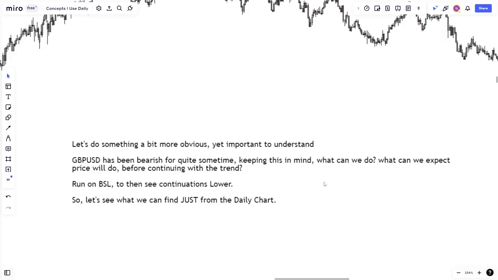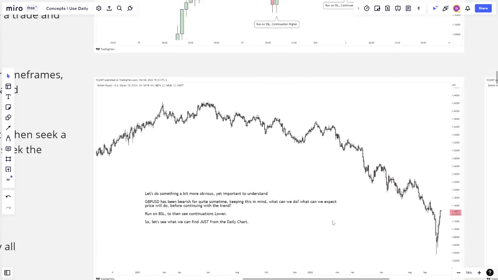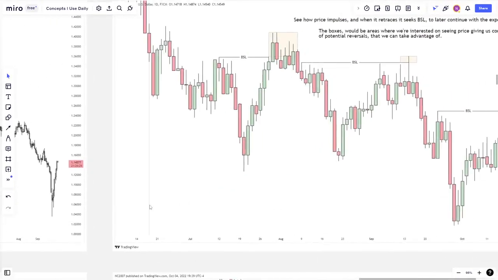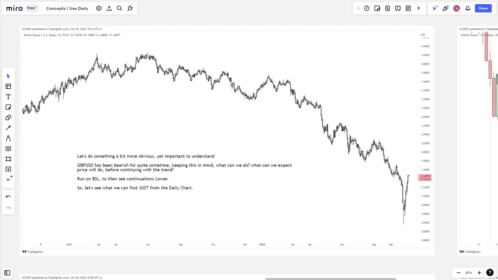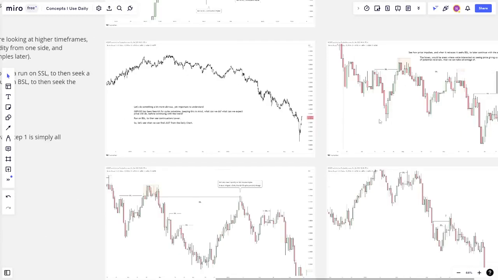Let's see what we can find just from the daily chart. And I say just that because, as you can see, this is the daily chart, and we'll zoom into more examples. That means that in the daily chart, there are going to be maybe 100 opportunities that we can spot. But in the lower time frames, instead of 100, we might get 500. Instead of 500, in an even lower time frame, we could get 1,000 opportunities to continue to go lower, right? We got multiple things, right? So let's see a couple of the examples, right?